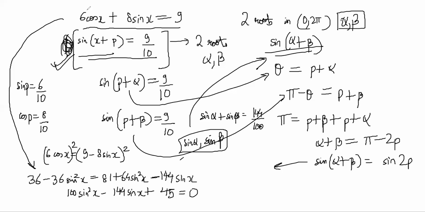This idea is nice. Whenever you see a cos x plus b sin x, think of root of a square plus b square into cos of x plus p, or sine of x plus p, or something. You understand that maxima minima idea? That is going to be useful. Okay, understood. Next.